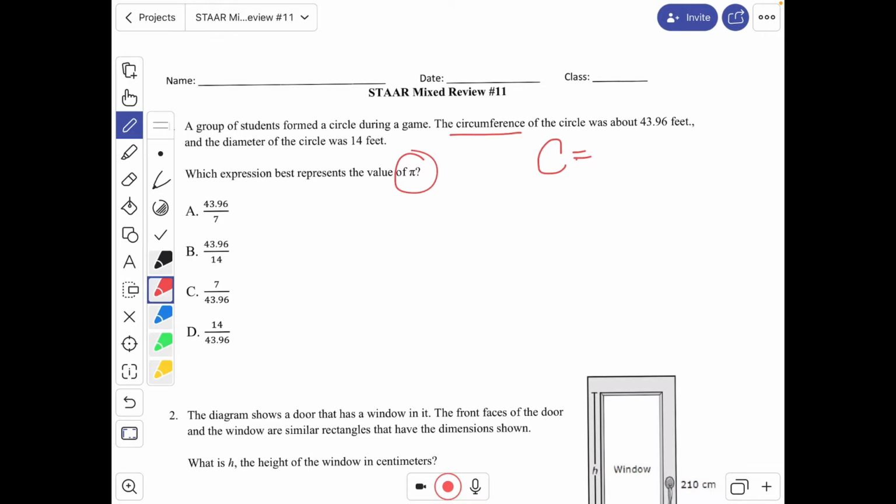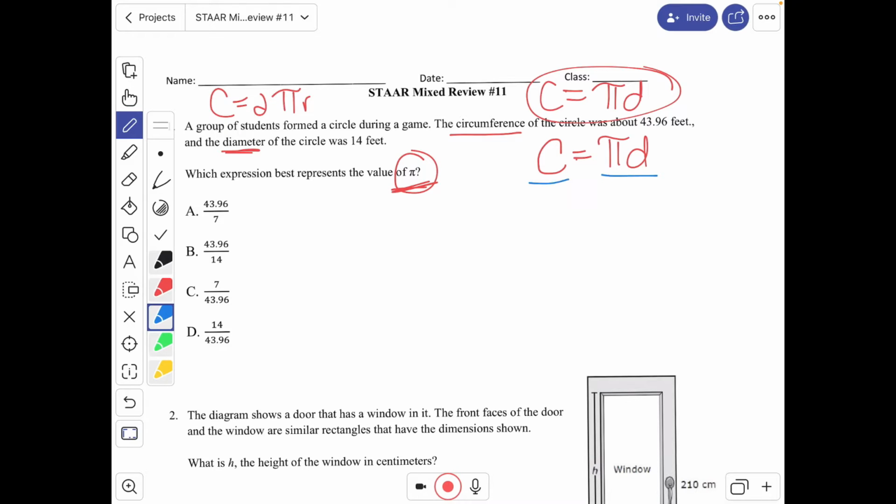There's two formulas for circumference. If you look at your chart, they are that. And since they gave us the diameter, I'm going to use that formula. Now I need to manipulate the formula so I get pi by itself. To get pi by itself, I'm going to need to get rid of the d, or the diameter, and since that's multiplication, I'm going to divide.